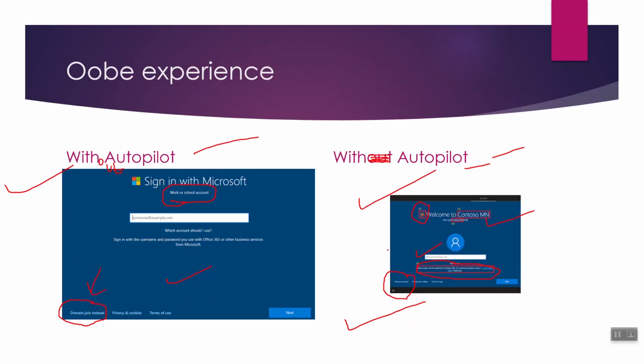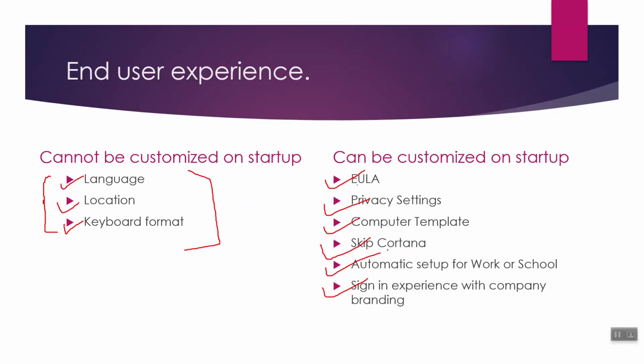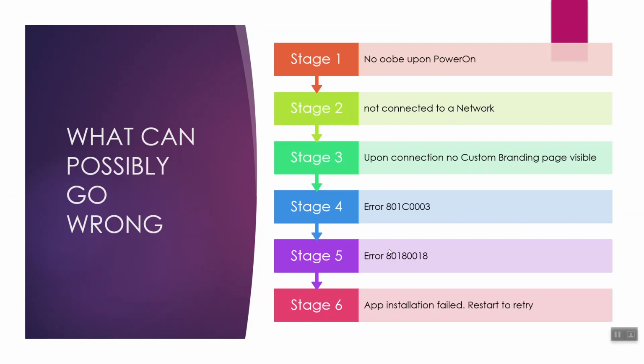Okay. Now let's take a look at what can possibly go wrong during these stages. What can go wrong, how to identify that, and how to fix that. So let's say that we power on the device and there is no out-of-the-box experience page. We are not able to see anything that we would normally see during the standard out-of-the-box experience. None of the out-of-the-box experience screens.